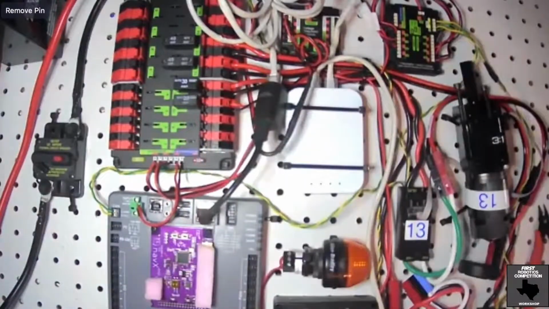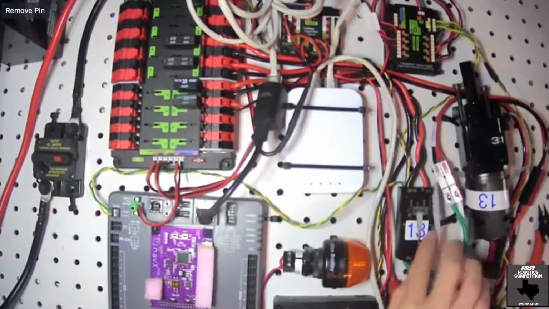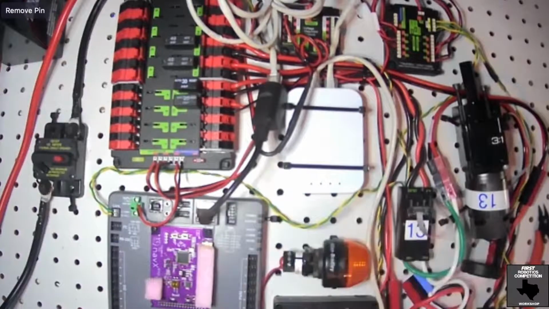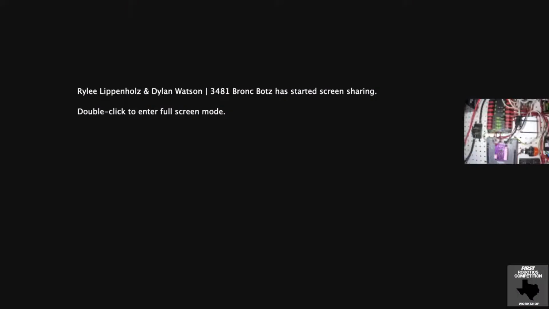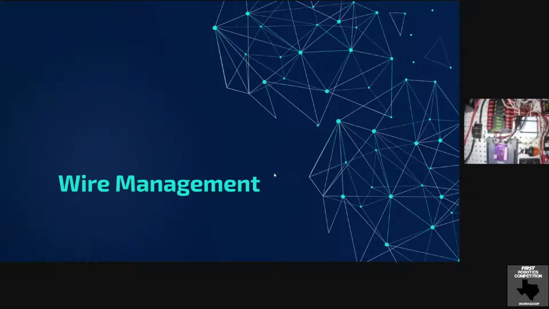Yep, and that can help with, but you have to use a Talon SRX motor controller with it. Yes. That's the only thing that has the ribbon cable connector, which is right here. Yeah, that right there. And that's all documented online as well. So if we go back to sharing slides, next up: wire management. Riley, you take it away.